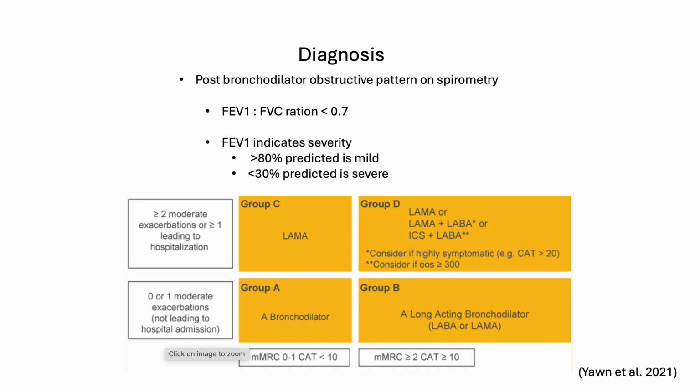Group B is increased symptoms, or a CAT score greater than 10, with still less than 1 exacerbation per year. Group C is reflective of greater than or equal to 2 exacerbations per year, and Group D, which is most severe, leads to hospitalization with greater than or equal to 2 exacerbations per year. GOLD groups can also impact treatment routines, which we will look at on a later slide.